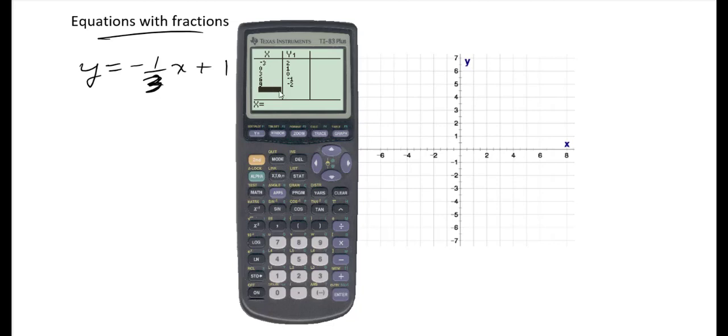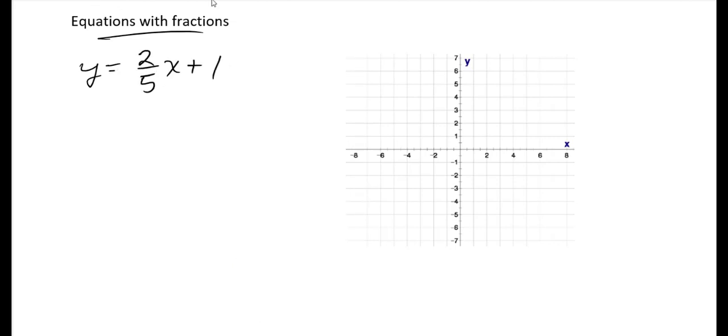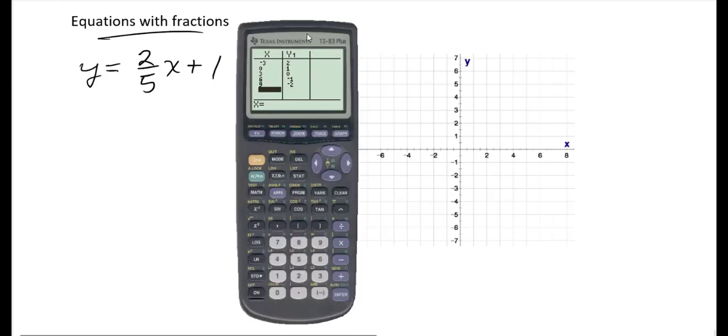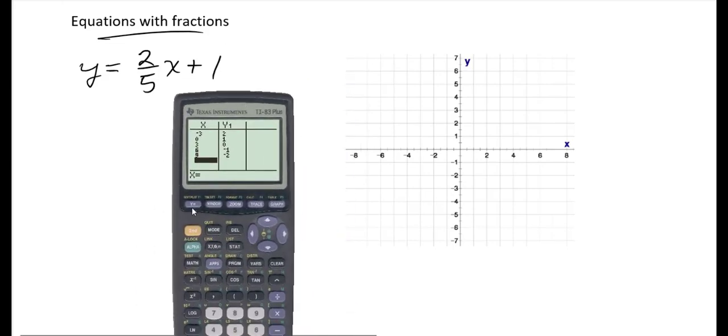So let's say we had a different equation. Let's say we had 2 over 5x plus 1. Can you now guess what are going to be the x values that you put into this equation so that you get integer y values as a result? So hopefully you're going to guess it's the multiples of 5 that give us integer results.